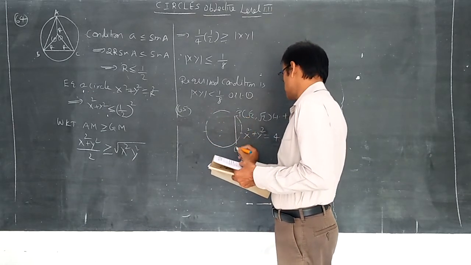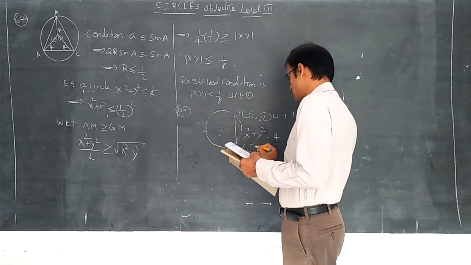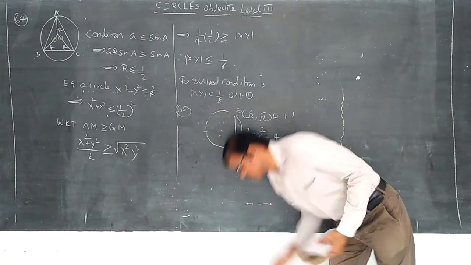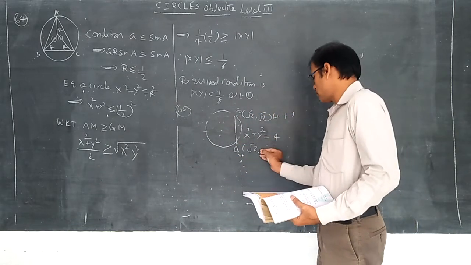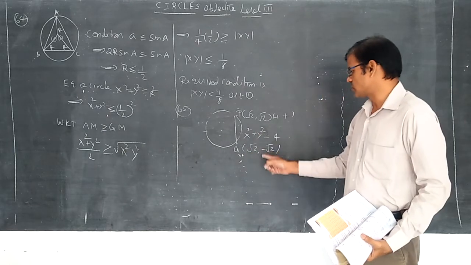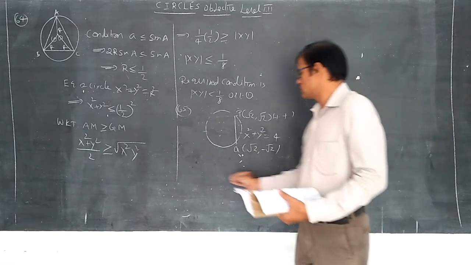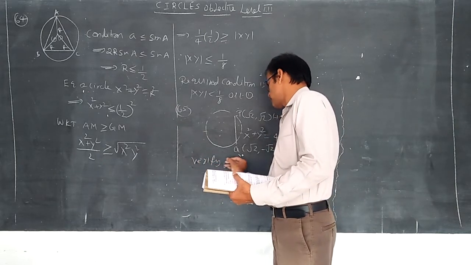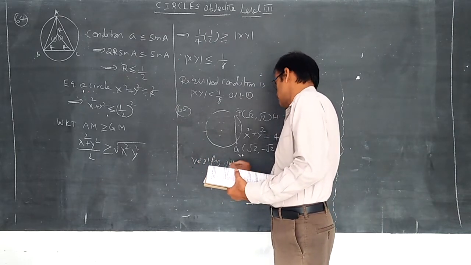Draw like this. So this is root 2 comma minus root 2. Verify this option. Root 2 comma minus root 2. Substitute here: root 2 whole square plus minus root 2 whole square is equal to 4. So verify option 2. Verify the second option. That's all.